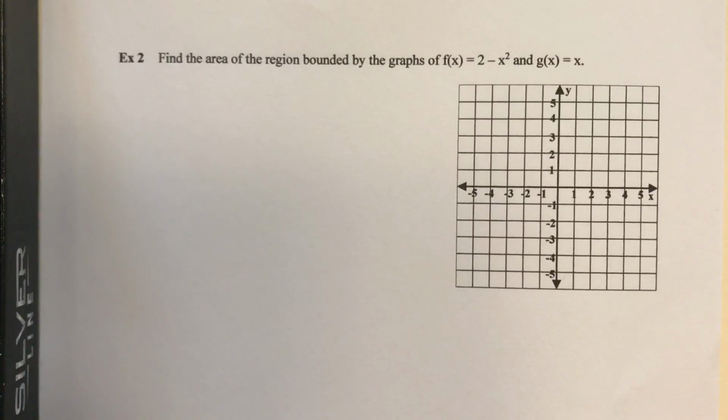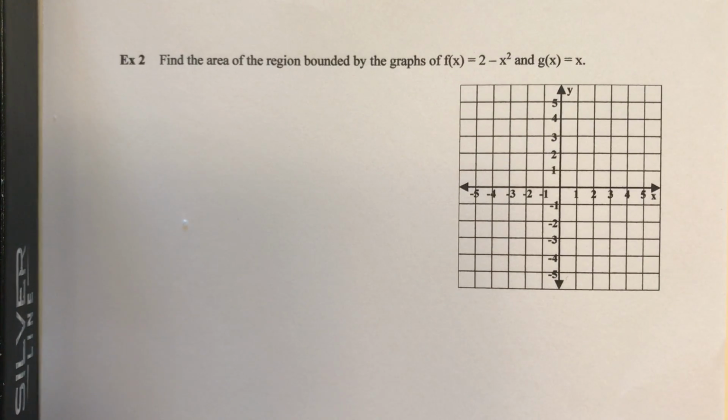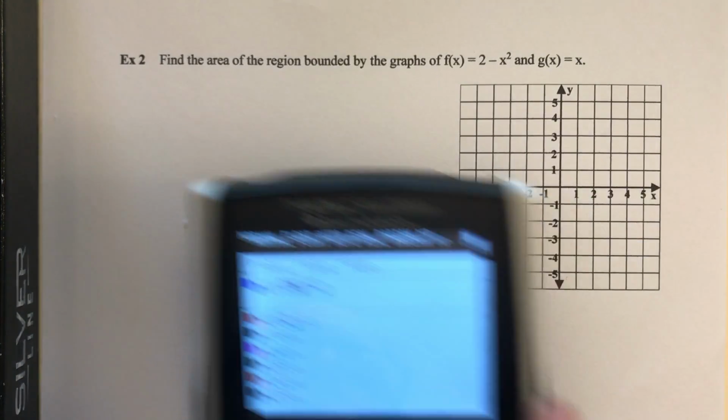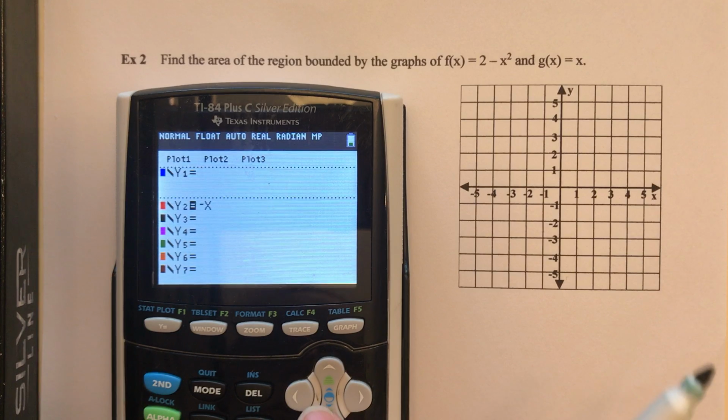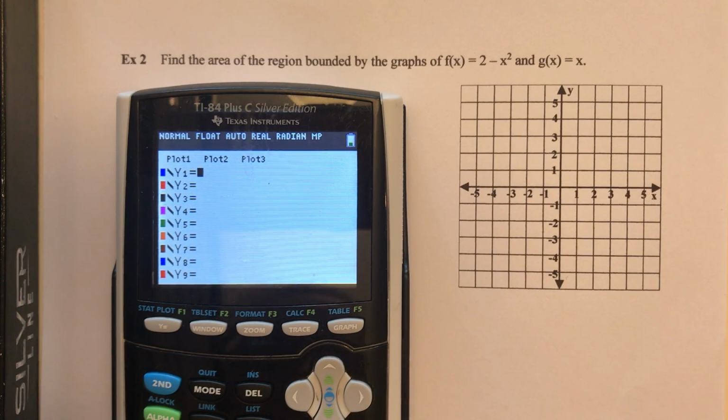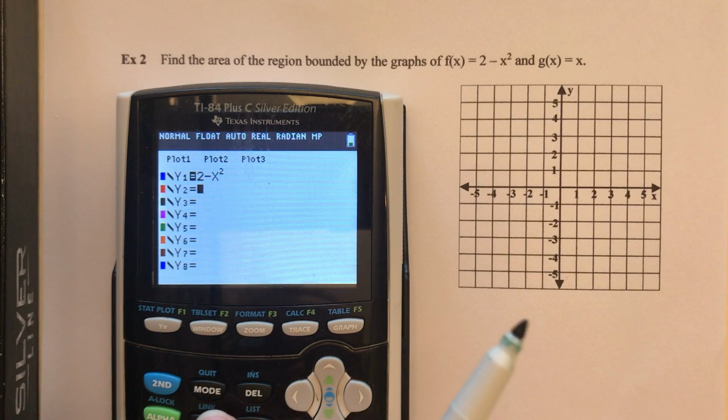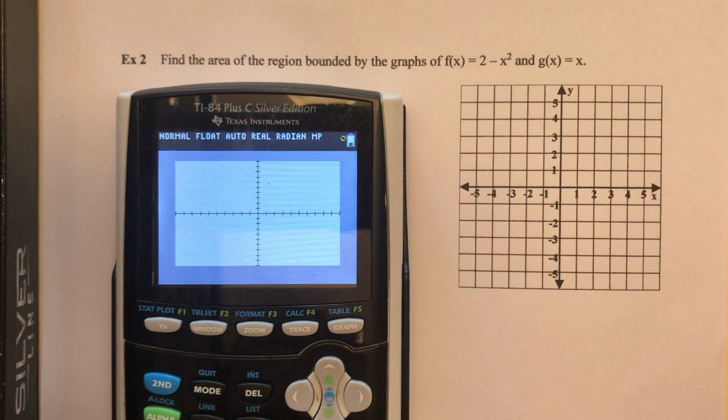Okay, so let's try one more. So again, we want to be very careful and we want to make sure that we draw nice graphs. So let's start with number 2. I'm going to get my calculator ready and I'm going to plug those functions in. I have 2 minus x squared and then I have x, so I'm going to get that graphed and then I'm going to draw a sketch on my paper. So I've got an upside down parabola and I've got x.